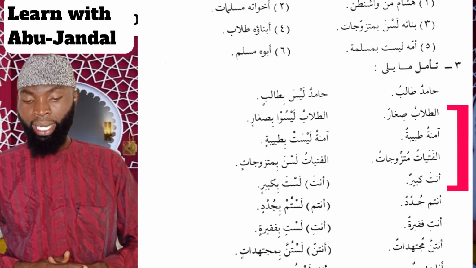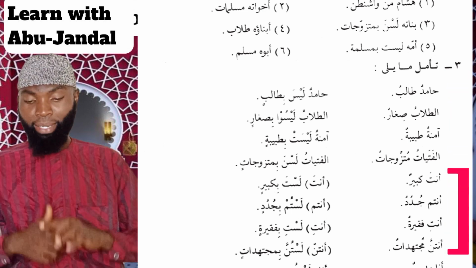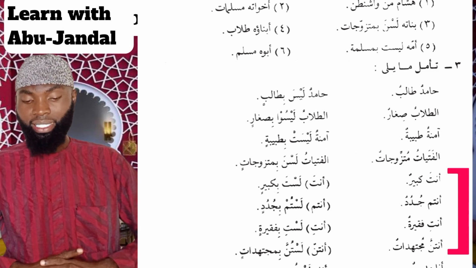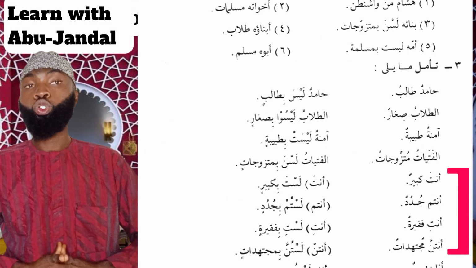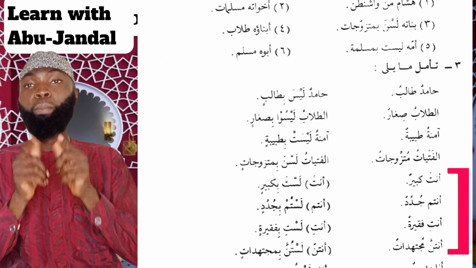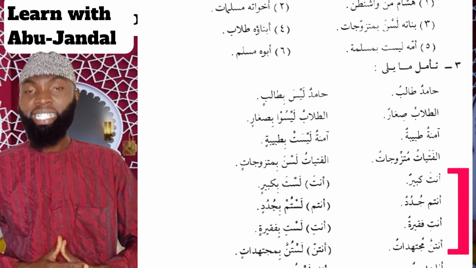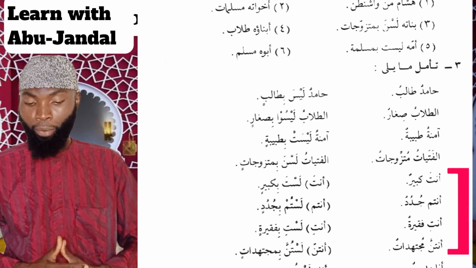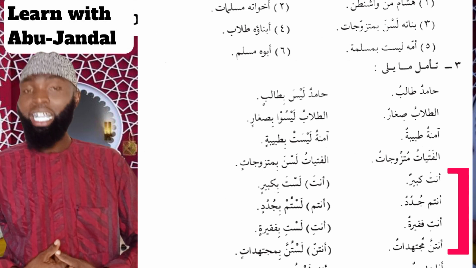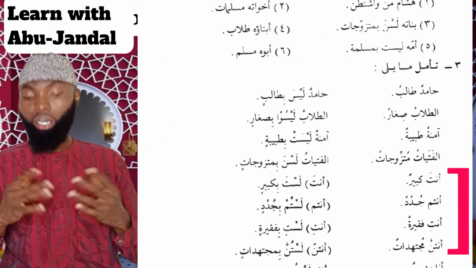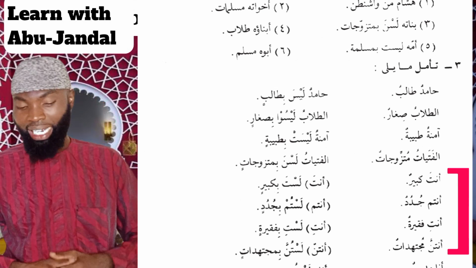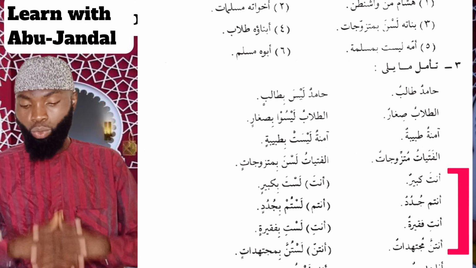Anta kabirun, you are big. Anta lasta bi kabirin. You can say anta lasta bi kabirin, or just lasta bi kabirin. You are not big. Antum jududun, you are new. We have antum, in bracket, lastum bi jududin, you are not new. Anti fakiratun, you are poor. Anti lasti bi fakiratin, you are not poor. Antunna mujtahidatun, you are all hardworking, you females. We have antunna lastunna bi mujtahidatin, you all are not hardworking.